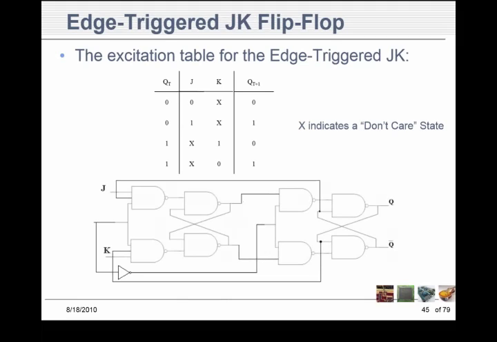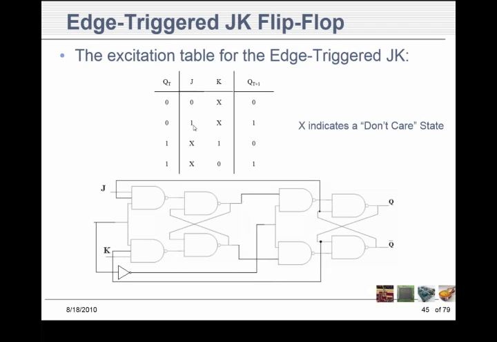If k is a 1 and j is a 0, we're going to reset this thing. If they're both 1, it toggles. So let's see how that works with this one. Here I said if they're both 0, we get a no change. So we have a 0 before the clock, a 0 after the clock.